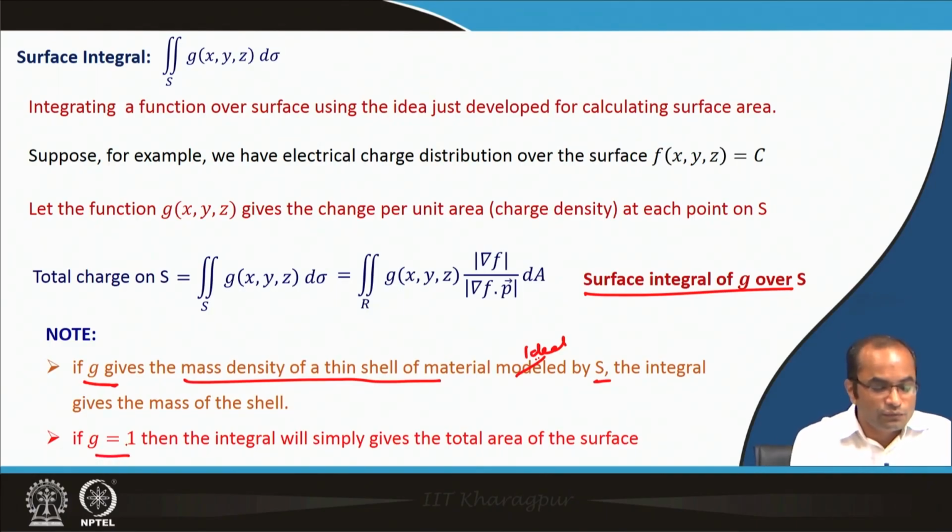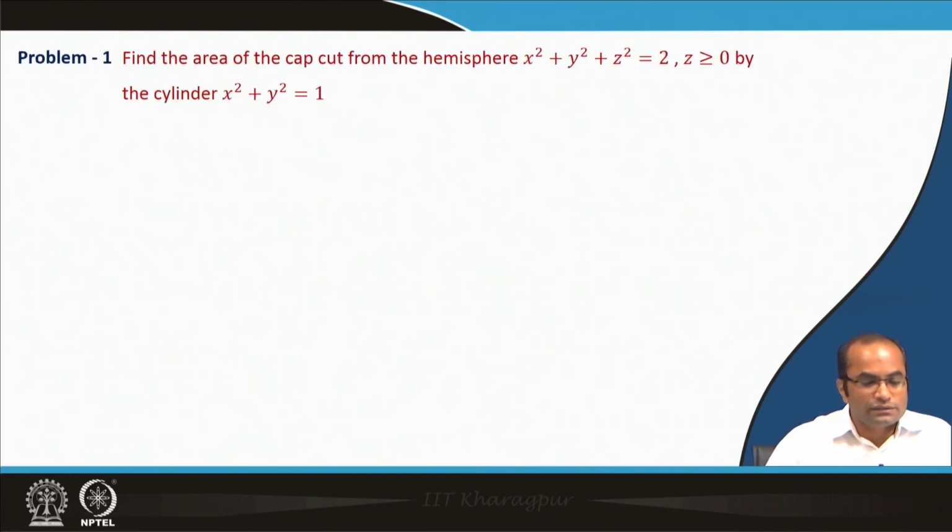If g is equal to 1, then naturally we have seen that this formula will reduce to the calculation of the surface area. So, having this, we can now discuss some of the examples. There will be two examples: one where we find the area of a surface, and the other where we integrate some scalar function. First, to find the area of a cap cut from the hemisphere.